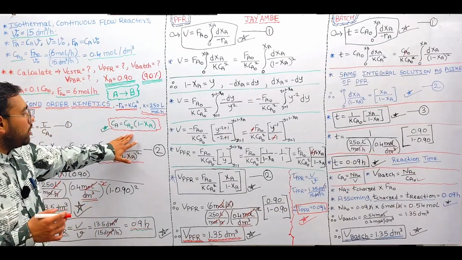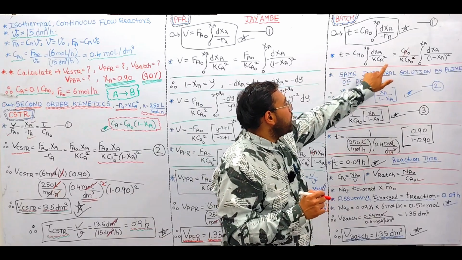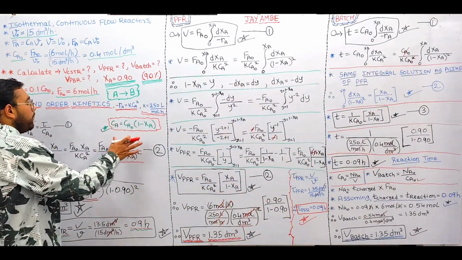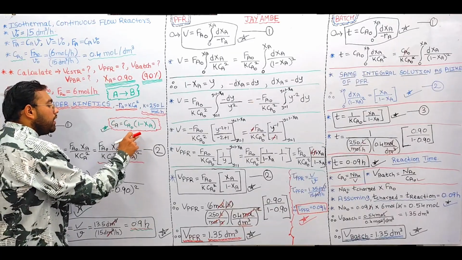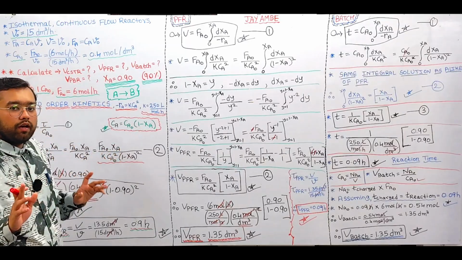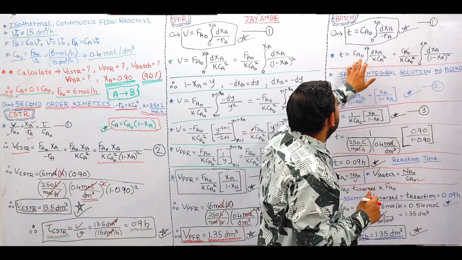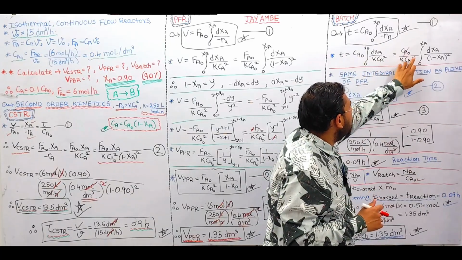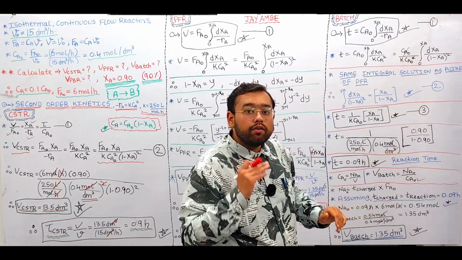So Ca is equal to Ca naught into 1 minus Xa. Here we have Ca square, so we need to square both sides. So Ca square is equal to Ca naught square into (1 minus Xa) whole square. I hope you have understood. So T is equal to Ca naught divided by k Ca naught whole square, taking k and Ca naught whole square out of the integral.